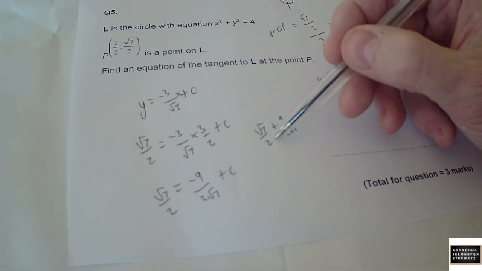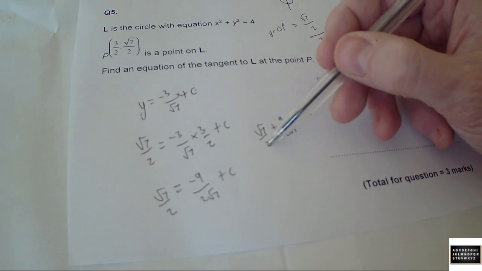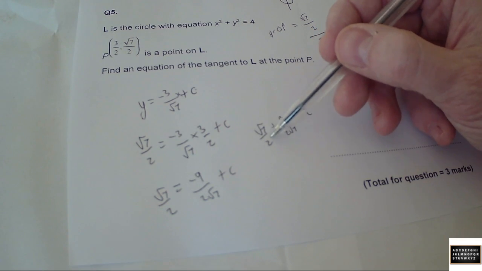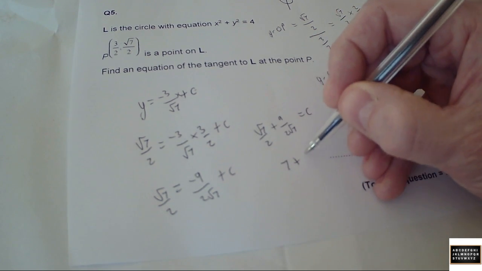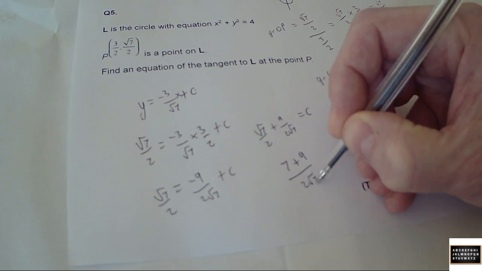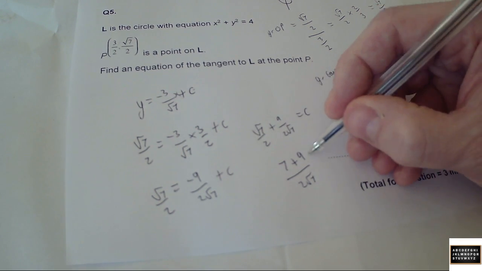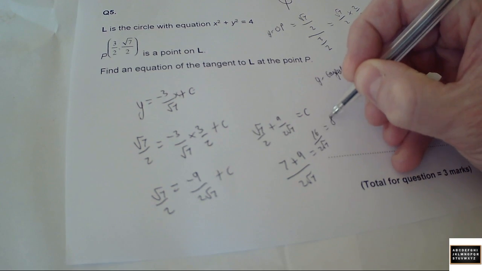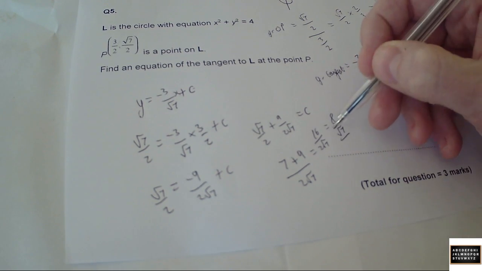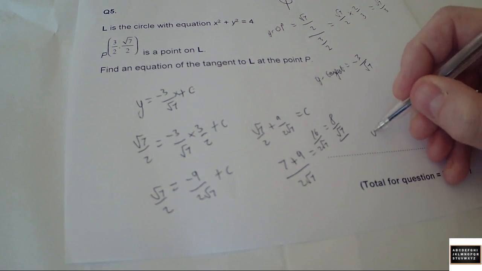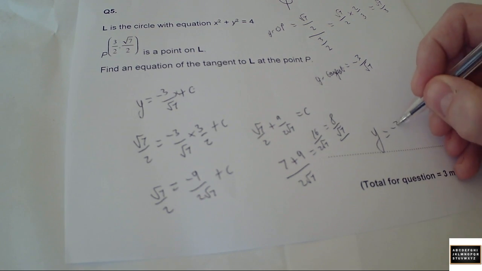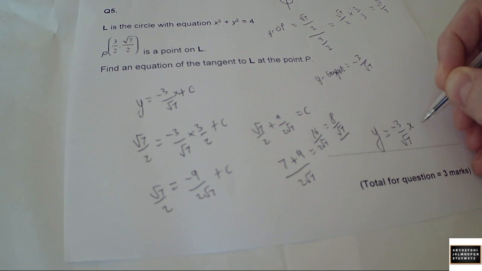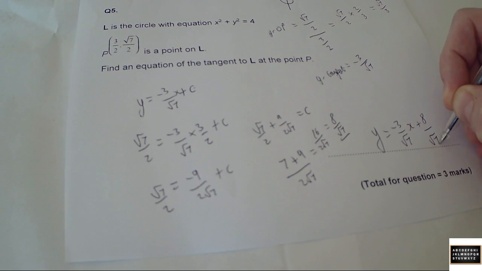And again, need a common denominator. Common denominator would be 2 root 7, so I need to multiply everything by root 7 here. So I have 7 plus 9 over 2 root 7. That's 16 over 2 root 7, which is the same thing as 8 over root 7. So c is 8 over root 7, so the equation of the straight line will be y equals minus 3 over root 7 x plus 8 over root 7.